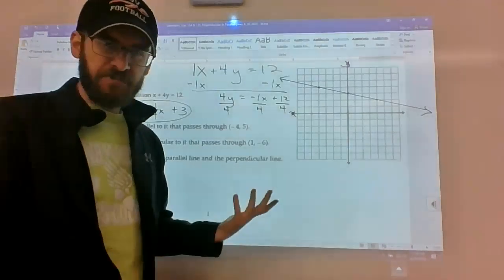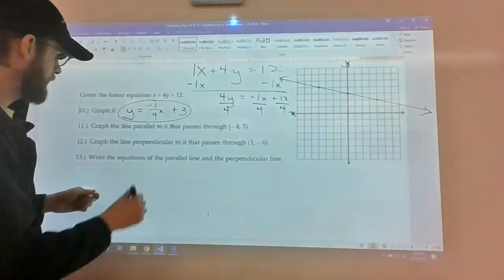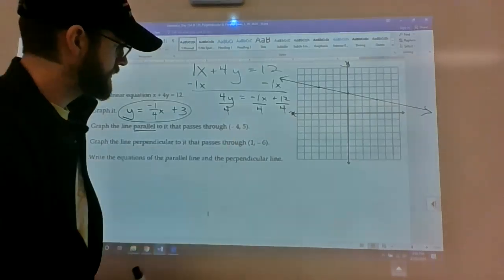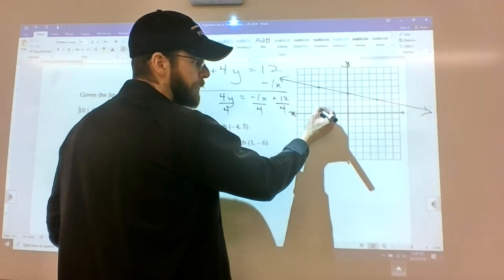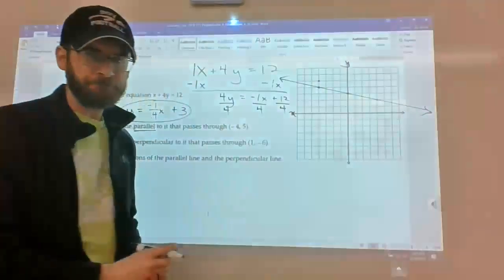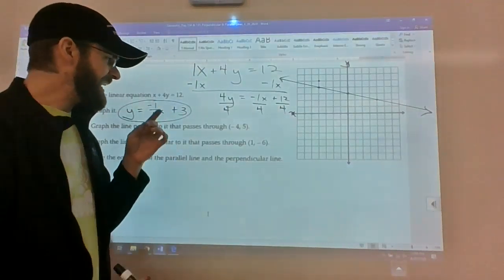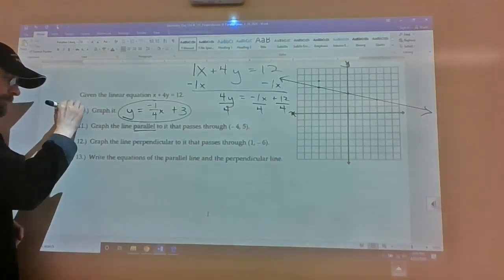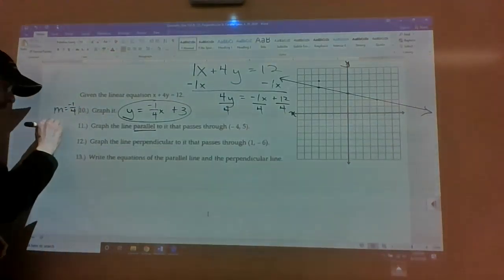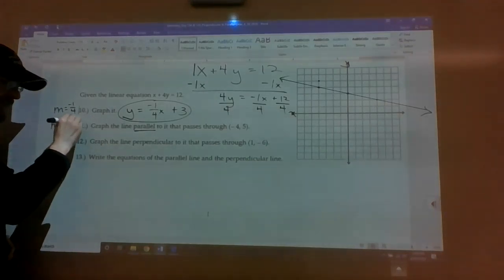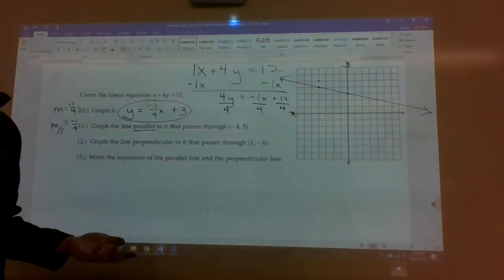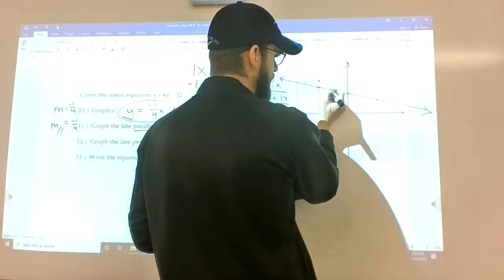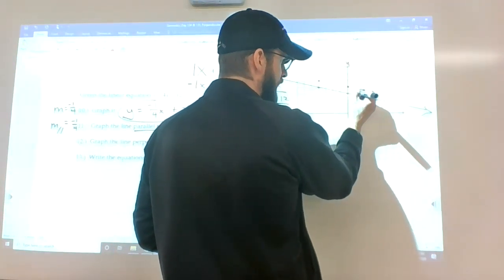So now, we're doing basically the same thing we did on the previous example, graphing a line parallel to it. The point here is negative 4, 5. So you'd go left 1, 2, 3, 4, up 1, 2, 3, 4, 5. Remember, if m equals negative a fourth, that means m parallel also equals negative 1/4. So that just means you're going to go down 1, right 4 from that point you just plotted. Down 1, right 1, 2, 3, 4.